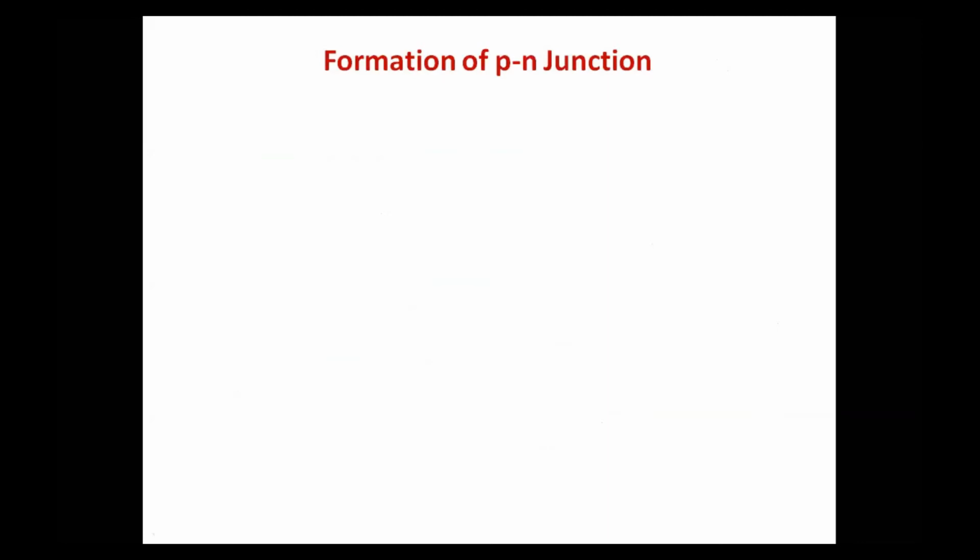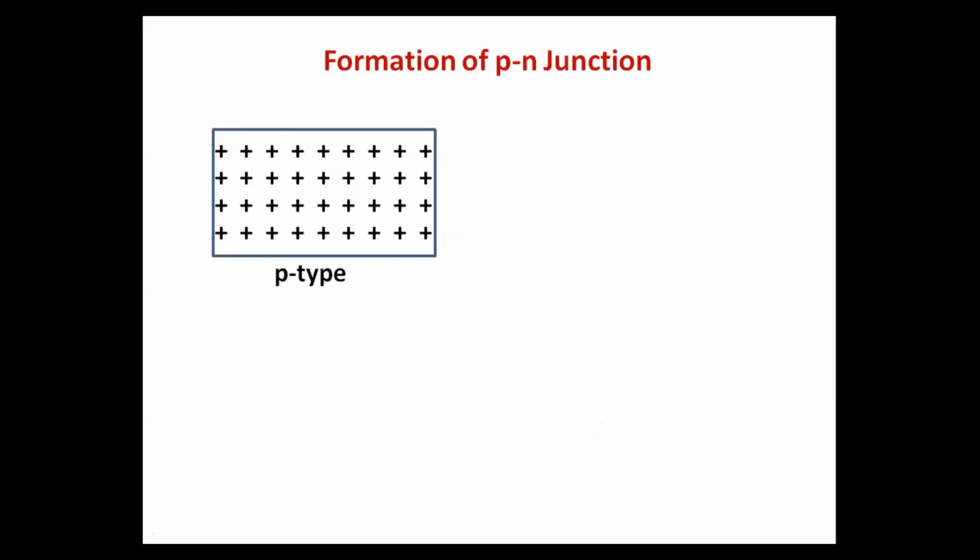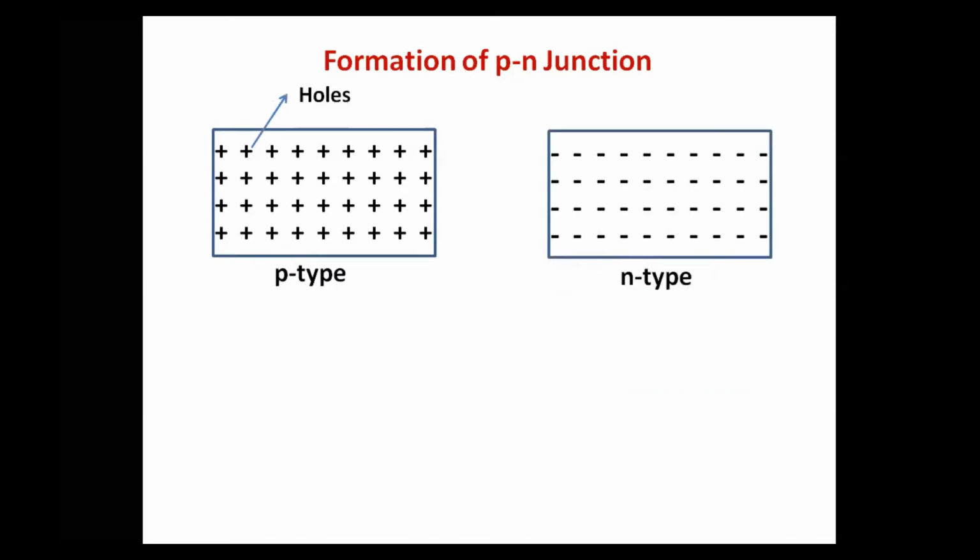Let us try to understand how the p-n junction is formed. In today's class, we will try to understand how the p-n junction is formed. Now, we have p-type semiconductor in which the majority carriers are holes. Similarly, we have n-type semiconductor in which the majority carriers are electrons. In p-type, majority are holes. In n-type, majority carriers are electrons. These are two different materials.